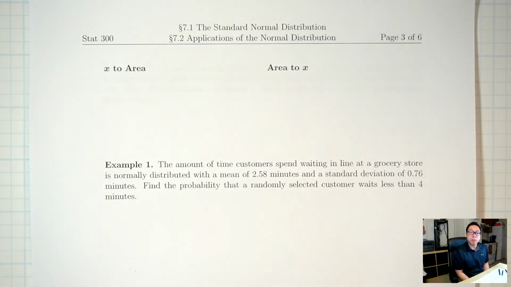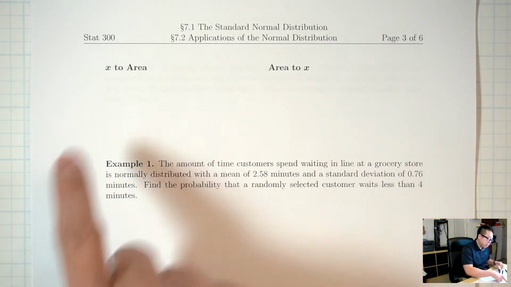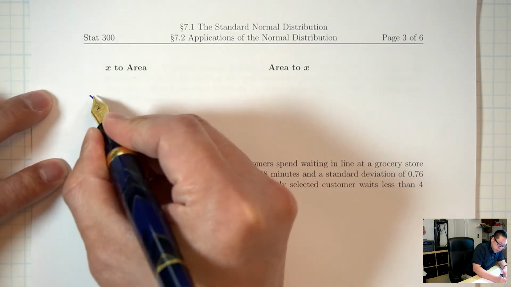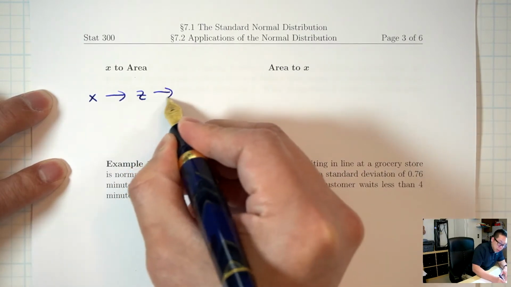All right, let me summarize those 3 ideas that we just talked about. There's 2 main situations that you'll encounter in this section, actually in this entire chapter. X to area and area to x. For an x to area problem, you're going to do this in 2 steps. You're going to go from x to z first, and then from z to area.